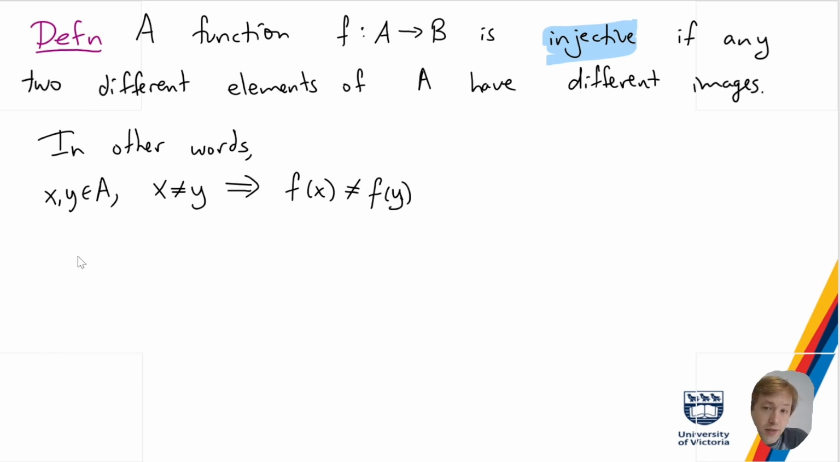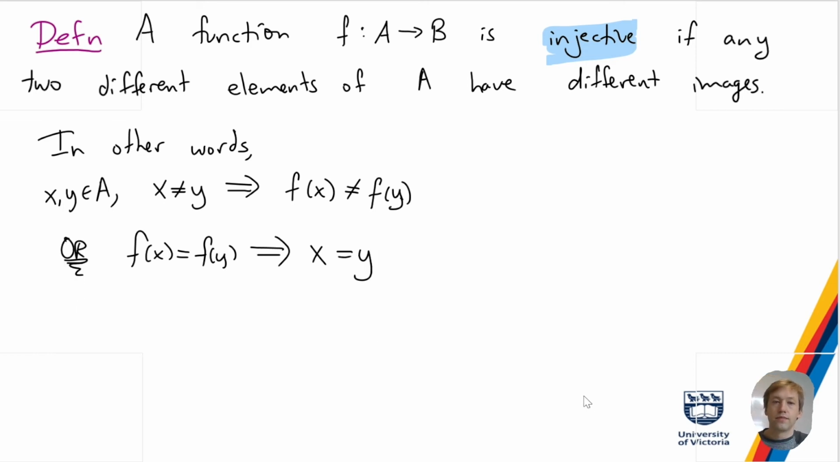The contrapositive of this, of course, is that f of x equals f of y logically implies that x equals y. Okay, so a function is injective if different elements of A have a different image under f. In other words, if x is not equal to y, then f of x is not equal to f of y. Or the contrapositive: if f of x equals f of y, then x equals y.